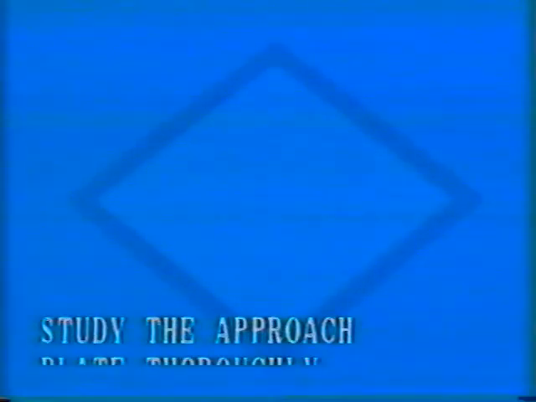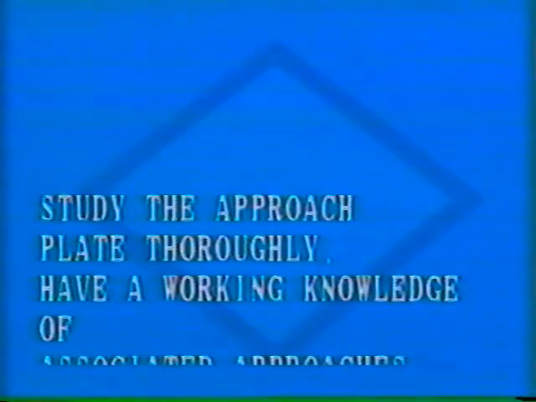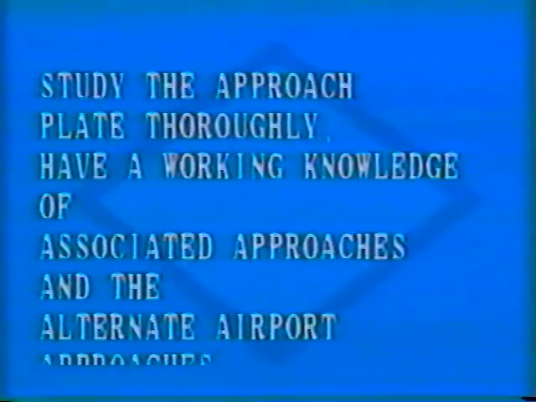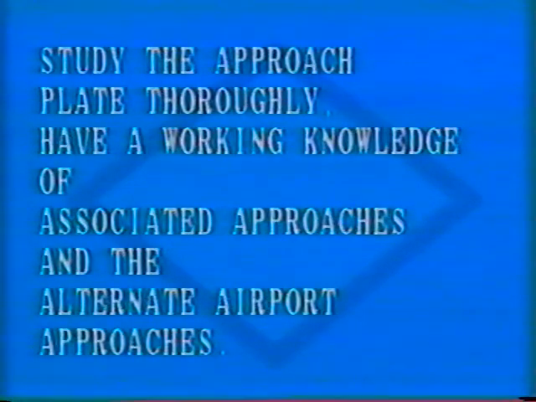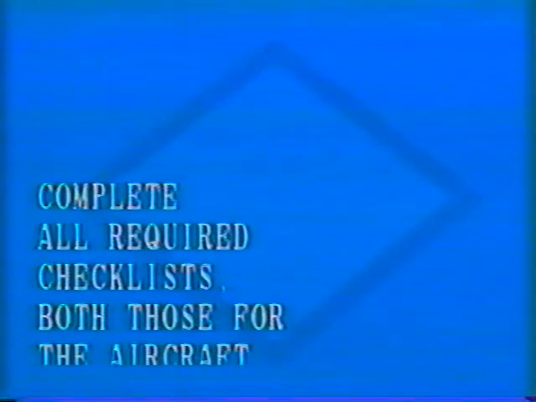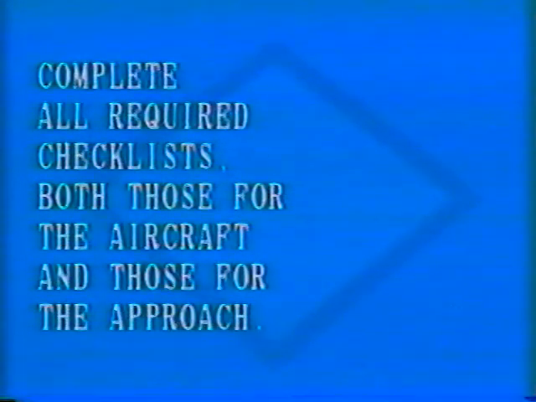Let's summarize the approach procedures, Jack. First, you must study the approach plate thoroughly. Have a working knowledge of associated approaches and the alternate airport approaches. You must complete all required checklists, both those for the aircraft and those for the approach. Get the latest weather just before initiating the approach. After identifying a nav aid, turn the volume down, but listen for the identifier. If it should quit, even though no flags appear, abandon the approach and investigate.